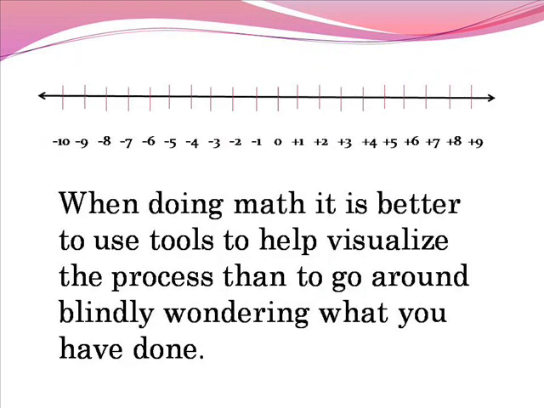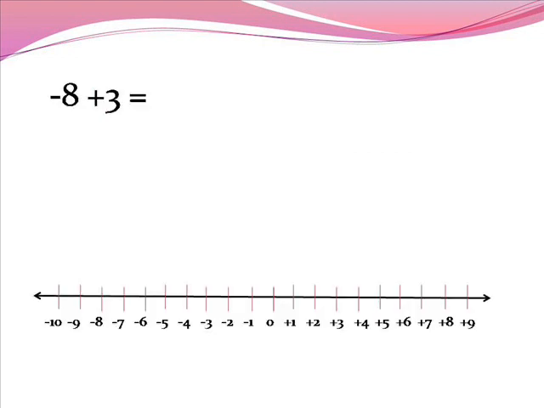Okay, it's always a good idea to use tools. One of the basic tools is using a number line. It's better to visualize instead of going around blindly. Okay, now here we have a problem. -8 plus 3. Eventually we're going to be using the number line, but how do we do this? Well, first of all, which number is further away from 0?